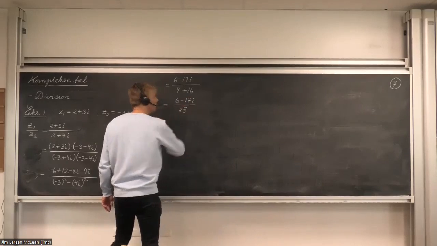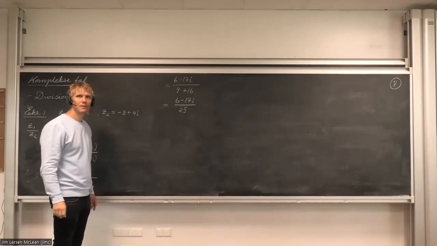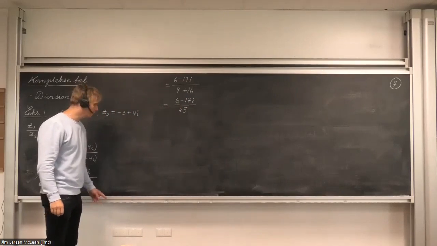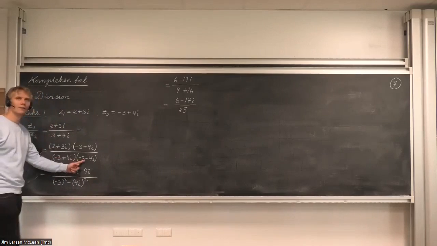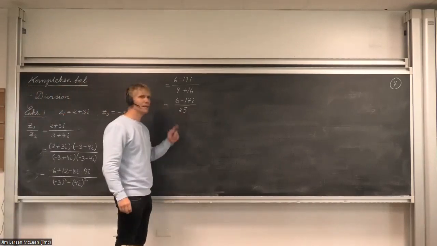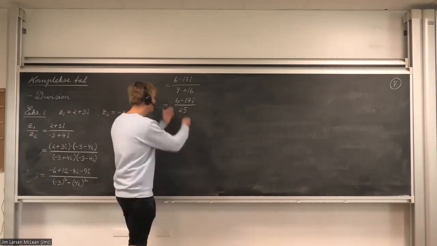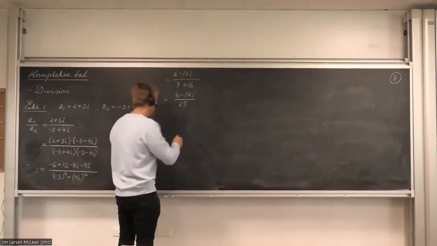And now we see why it was smart. But why was it smart? Why was it smart to extend the fraction with the conjugate of the denominator? It's smart because now the denominator becomes purely real. And now I can split the fraction into 2, and then I have the answer.